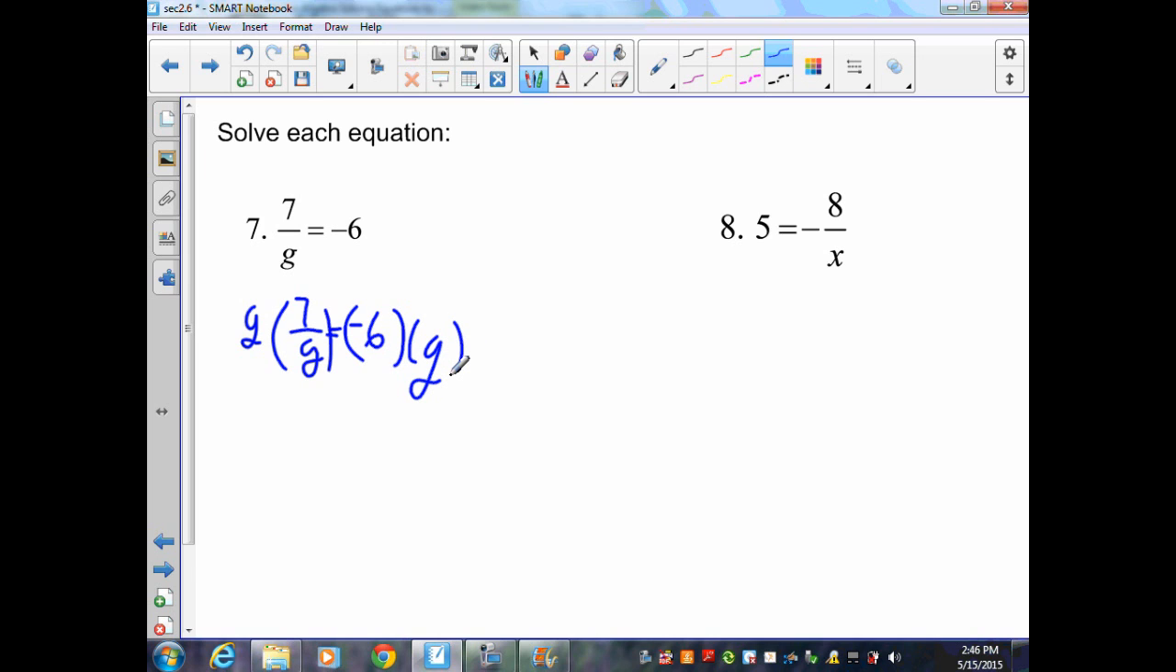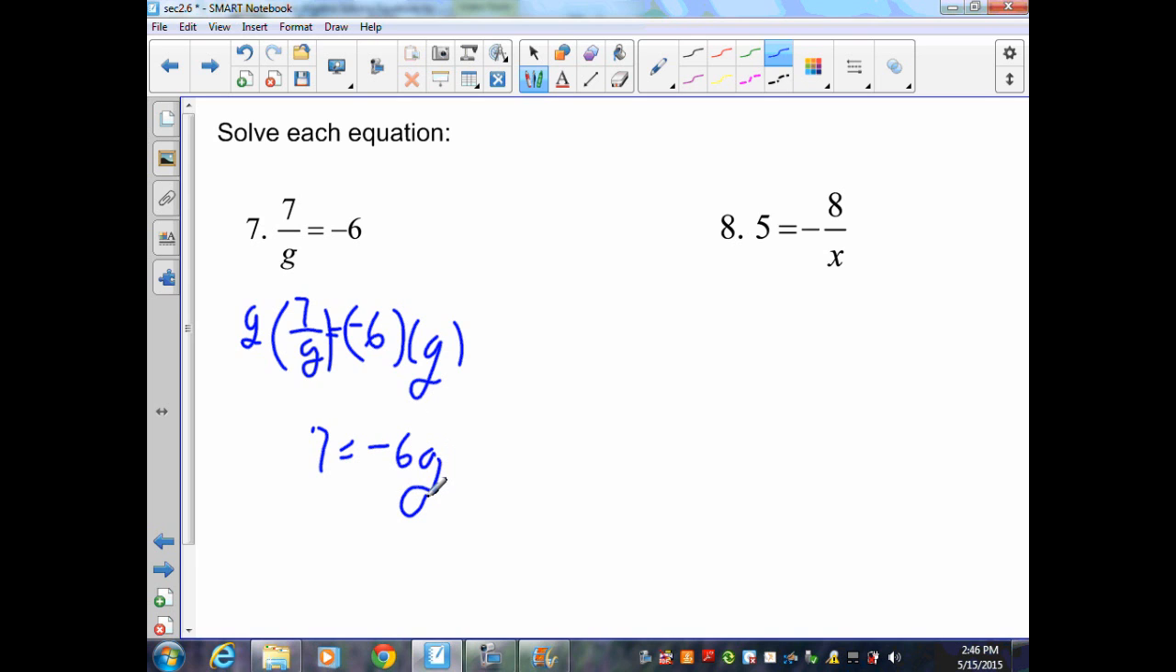Now, again, since I'm doing that on both sides, it holds with the property of equality, as long as I do the same thing to both sides. So here, if g just happened to be 5, 5 divided by 5, they would cancel out and I'd be left with 7. Since g is the same value in the numerator and denominator, it cancels out, leaving me with the numerator, which is 7. And then on the right-hand side, a negative 6 times g is a negative 6g.